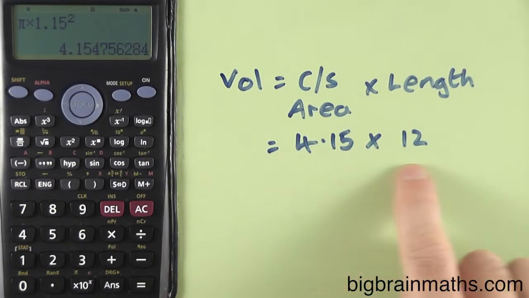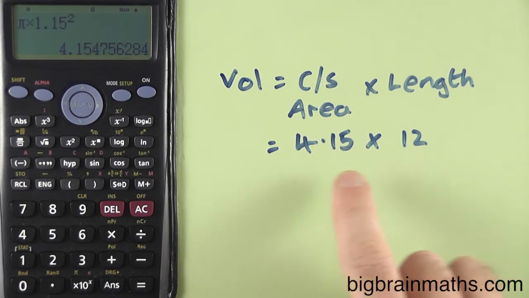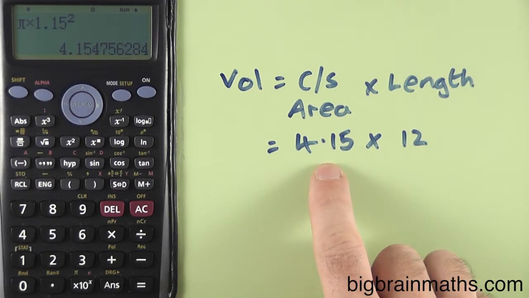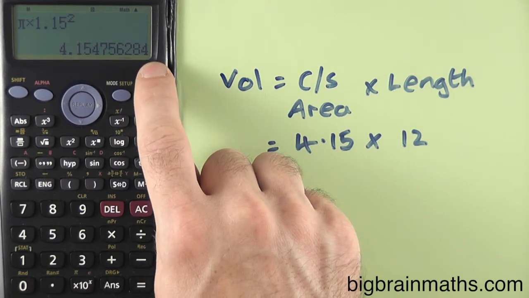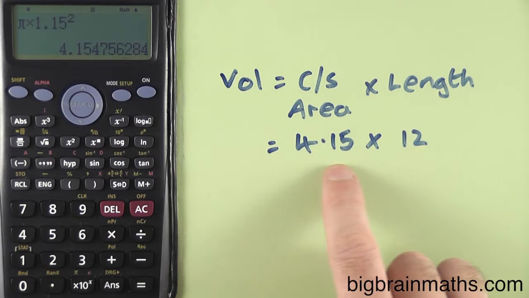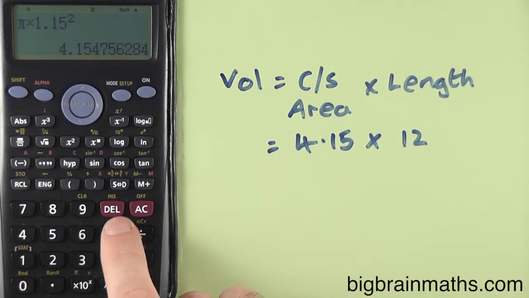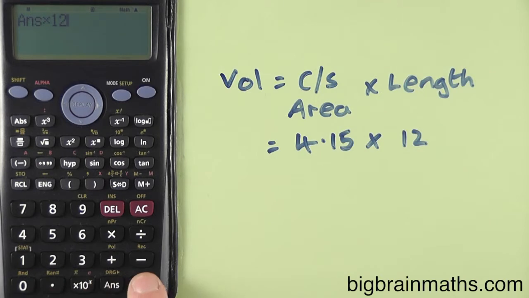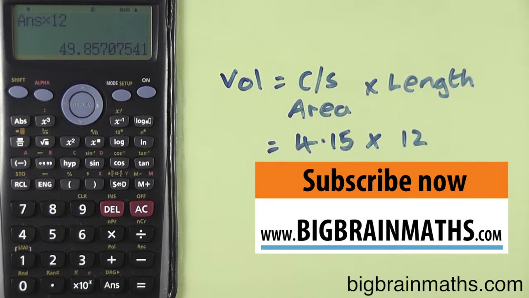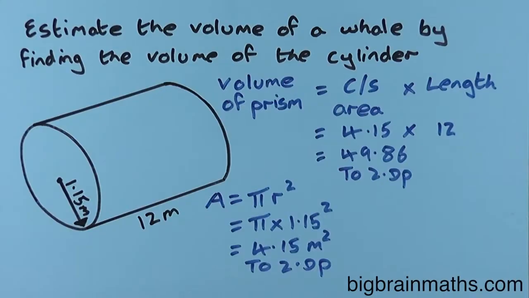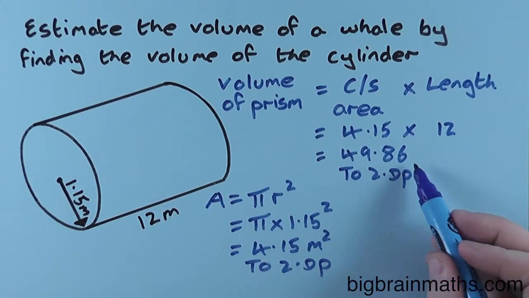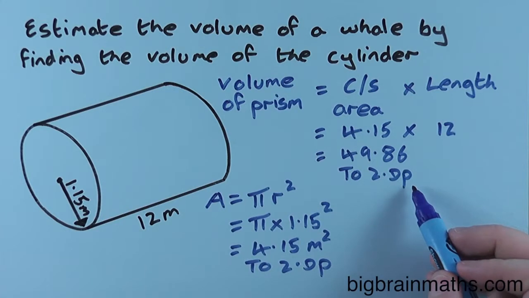Now when we're entering this calculation into the calculator, we don't want to use 4.15 because this number here is a rounded number. So we want to use the full calculator answer that we still have on the calculator from earlier. So to multiply the full calculator answer by 12, we just need to multiply this answer on the calculator by 12. Pressing equals, this gives us a long decimal answer. Now we need to round this answer to 2 decimal places for our final answer. So the volume of the cylinder is 49.86 to 2 decimal places.